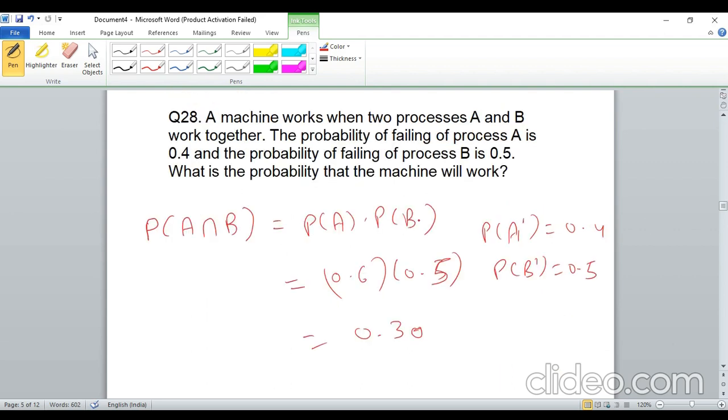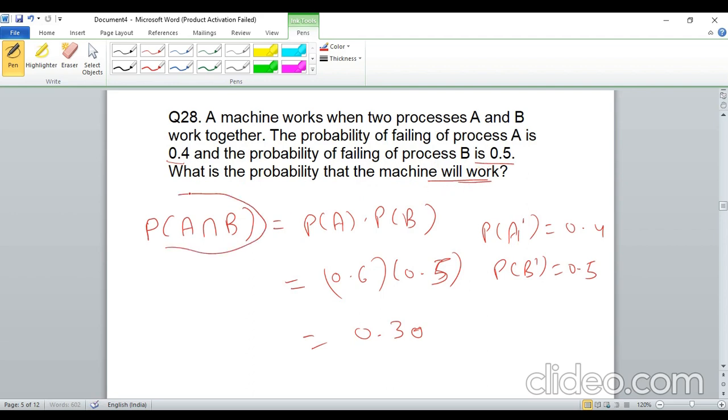Okay, next question. Question number 28. Here a machine was given, and it was mentioned that this machine works when two processes A and B work together. Very important statement: only when these two processes work together does the machine work. And further, it was mentioned that the probability of failing of process A is 0.4 and the probability of failing of process B is 0.5. And then we were asked what will be the probability that the machine will work. So a very simple question, I think.